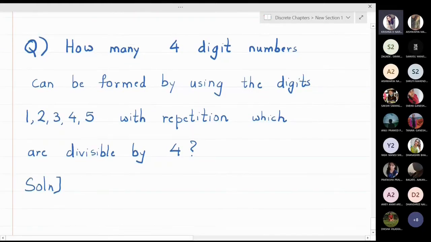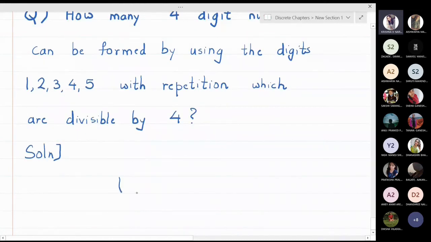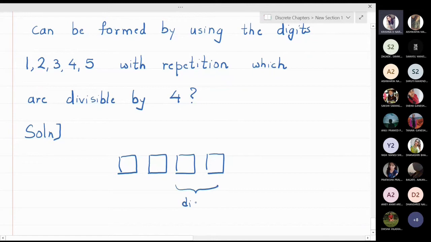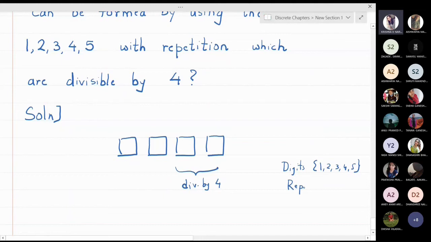Okay, so the next problem is, how many 4-digit numbers can be formed by using the digits 1, 2, 3, 4, 5 with repetition and which are divisible by 4. Now we all know that if we want a 4-digit number which is divisible by 4, the last 2 digits have to be divisible by 4. This is the test of divisibility by 4. Now the digits available with us are 1, 2, 3, 4 and 5, right? And we are also allowed to take the digits repeated. So you can repeat the numbers.